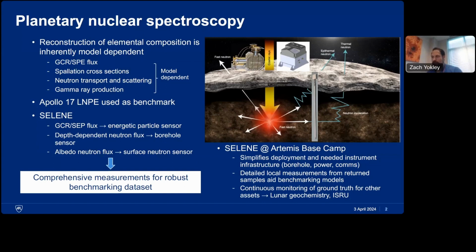At the base camp, boreholes can be produced by the astronauts. They can deploy it much easier than a robotic mission can. We have local measurements from return samples to help us benchmark better. And this is a continuous monitoring basically of the radiation environment, which is important for human health and safety, as well as ground truth for geochemistry investigations and lunar in situ resource utilization.